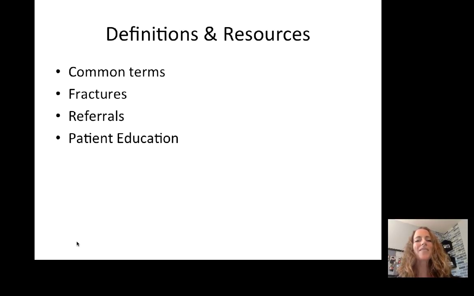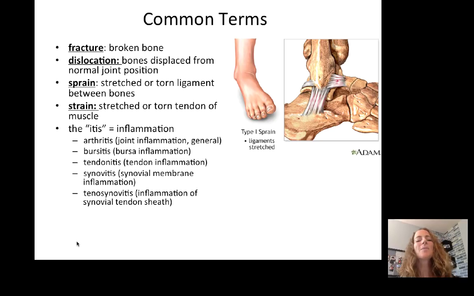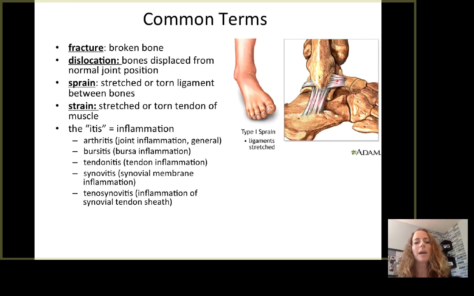Let's do a couple of definitions and resources, and then you guys will be off to move on to the rest of your unit. So some common terms for musculoskeletal. A fracture is a break. A break, a crack, a fracture, it all means the same thing. Any place where the bone is broken is a fracture.